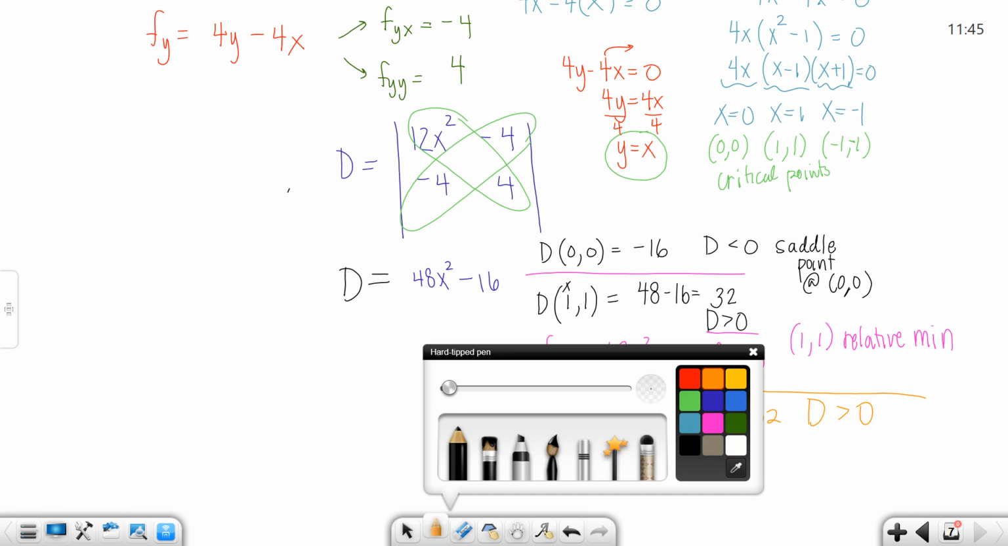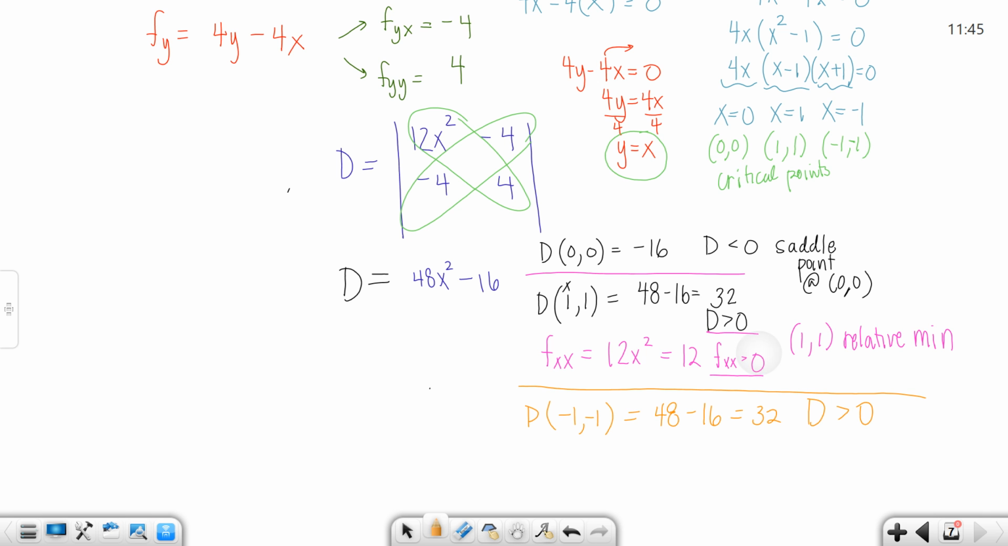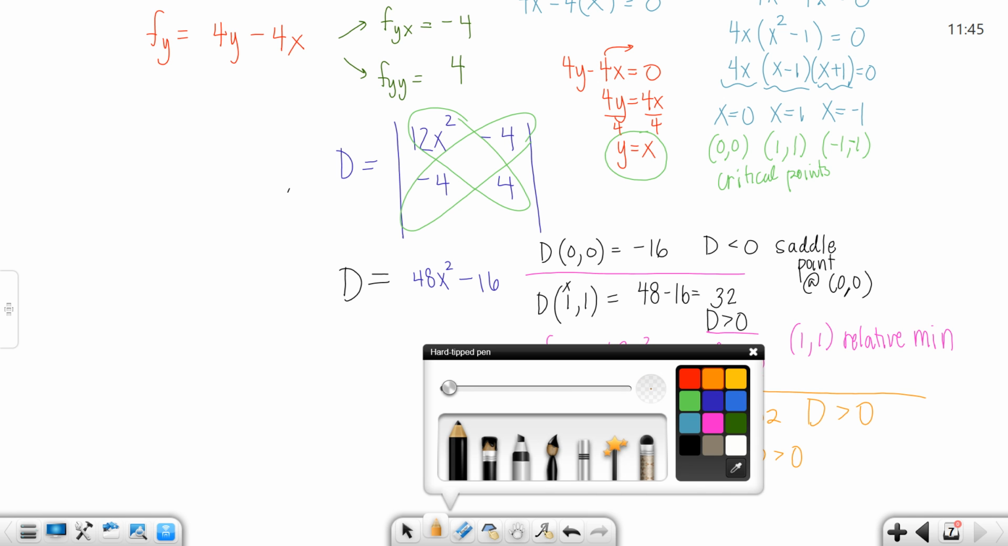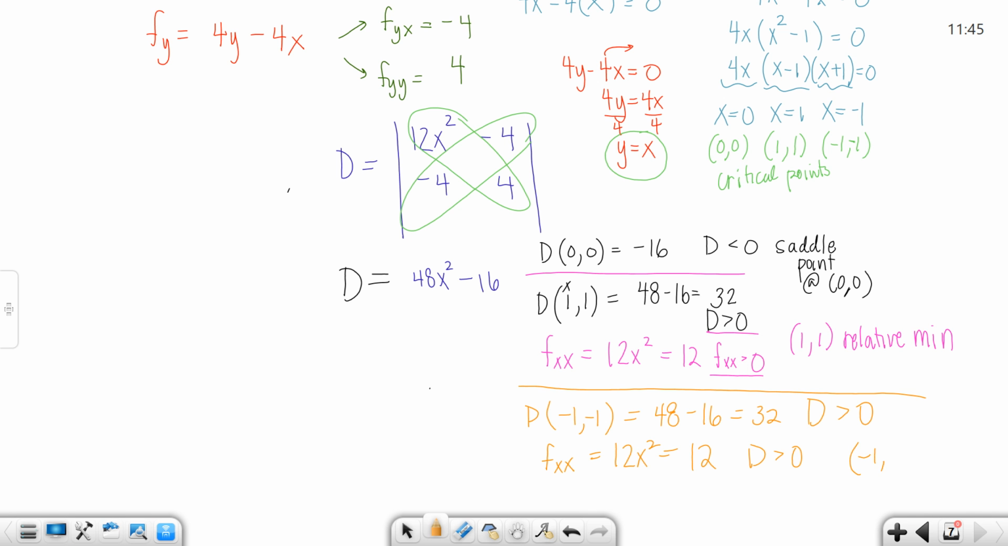Okay? So we also have to see what happens at fxx. Well, fxx is still 12x squared. And even though I plug in negative 1 into that, I'm still going to get a positive result. So D is positive here again. And so that means I have another relative min at negative 1, negative 1.